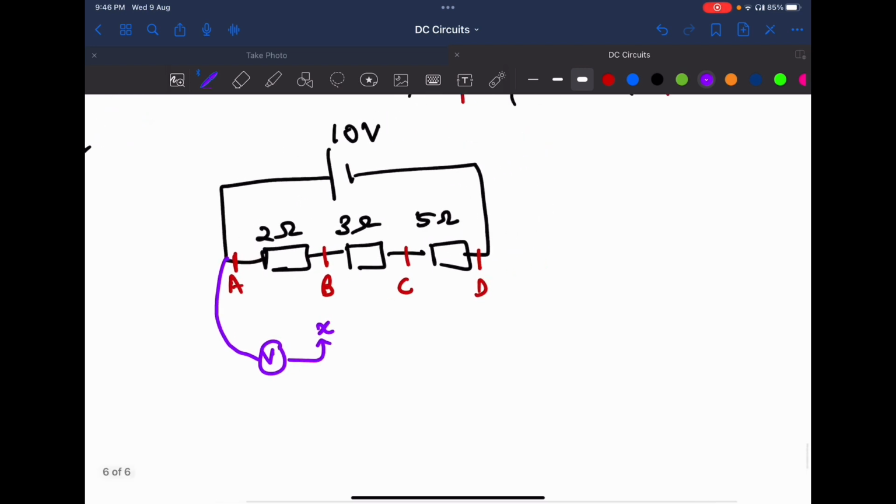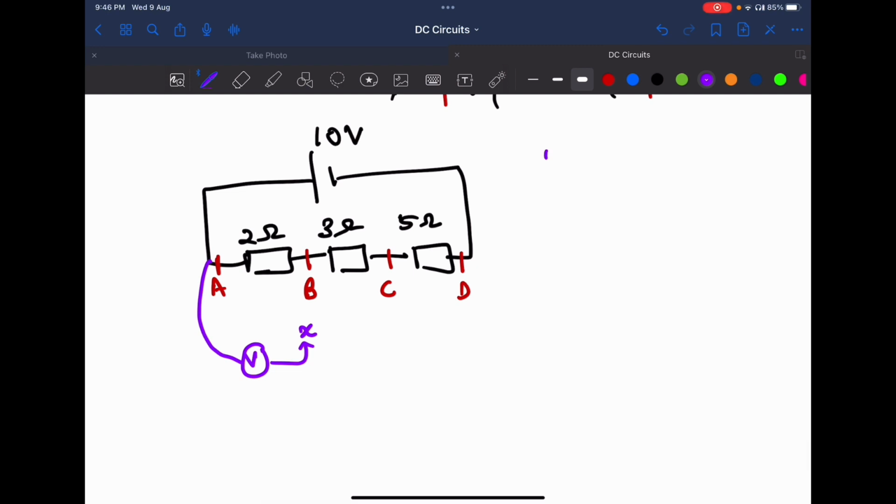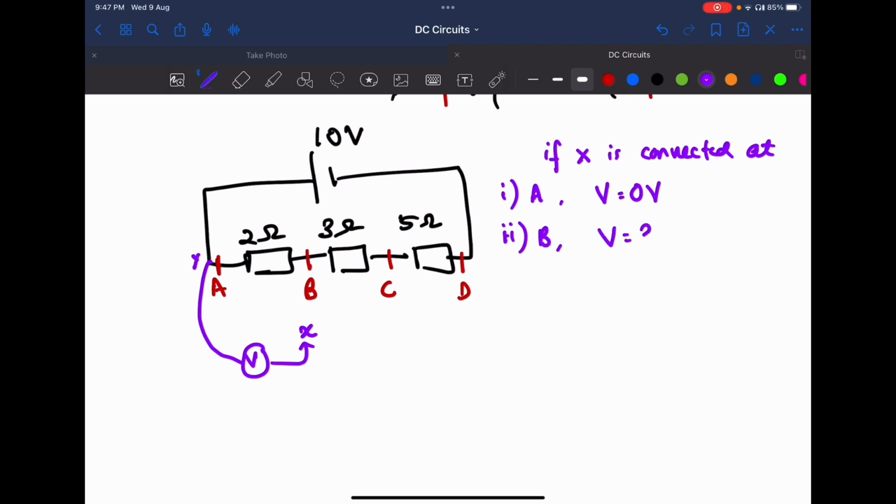So my question is that if X is connected at A, then the voltmeter reading would be 0 volt, simply because there is no resistance between this connection here and A. If I connect to B, what will be the voltmeter reading?